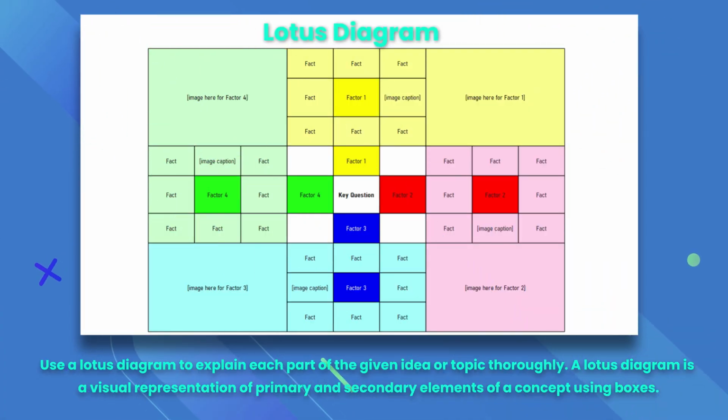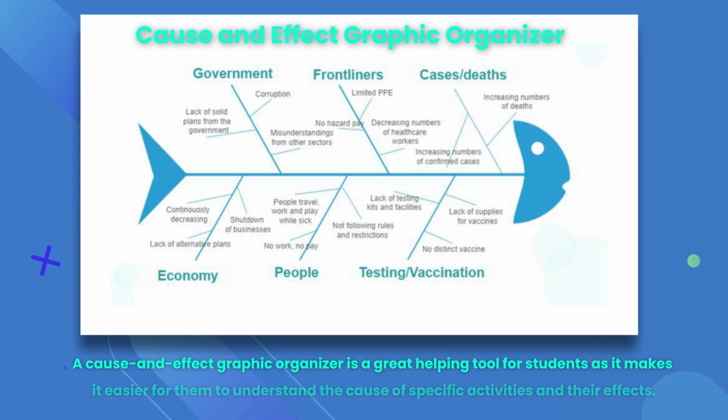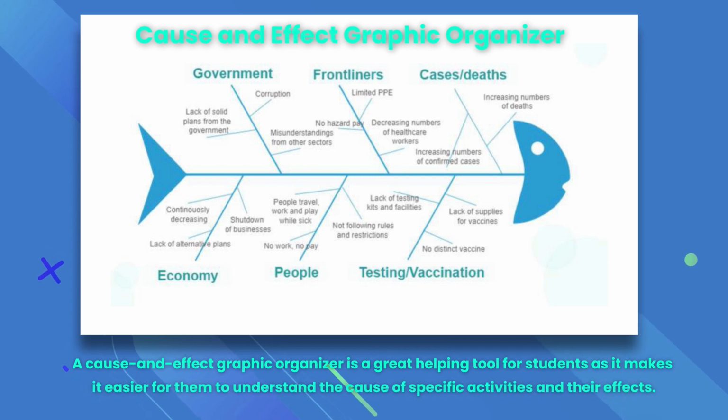Use a lotus diagram to explain each part of the given idea or topic thoroughly. A lotus diagram is a visual representation of primary and secondary elements of a concept using boxes. Cause and effect graphic organizer. A cause and effect graphic organizer is a great helping tool for students as it makes it easier for them to understand the cause of specific activities and their effects.